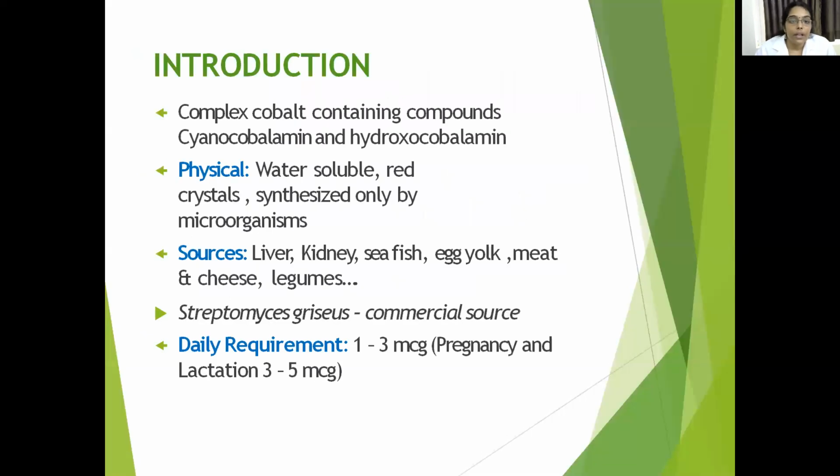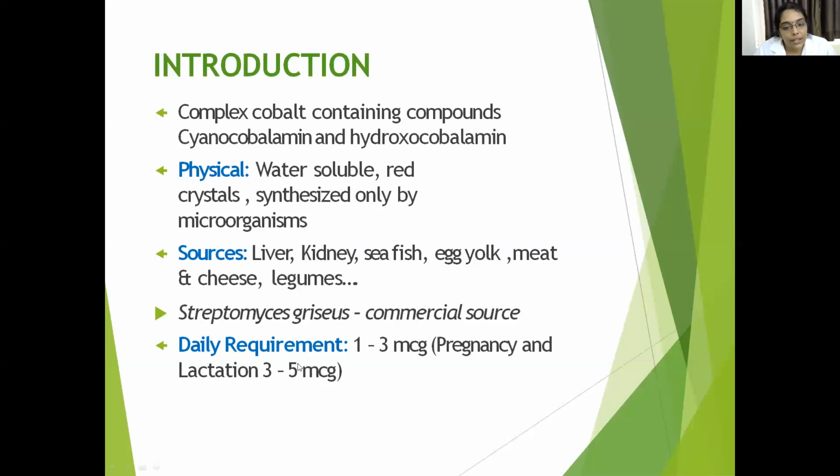Vitamin B12: cyanocobalamin and hydroxycobalamin are complex cobalt-containing compounds present in the diet, and they are referred to as vitamin B12. The physical properties: vitamin B12 occurs as red crystals and it is water soluble. It is synthesized in nature only by microorganisms. The important sources are liver, kidney, sea fish, egg yolk, meat and cheese, and legumes are the only vegetable source. Then we have Streptomyces griseus, which is a commercial source. From this, we can develop streptomycin as well.